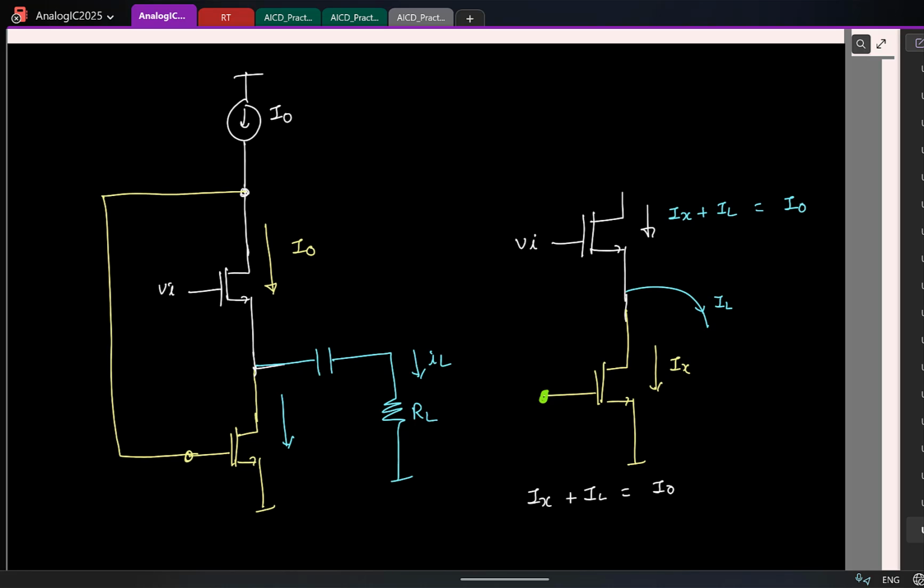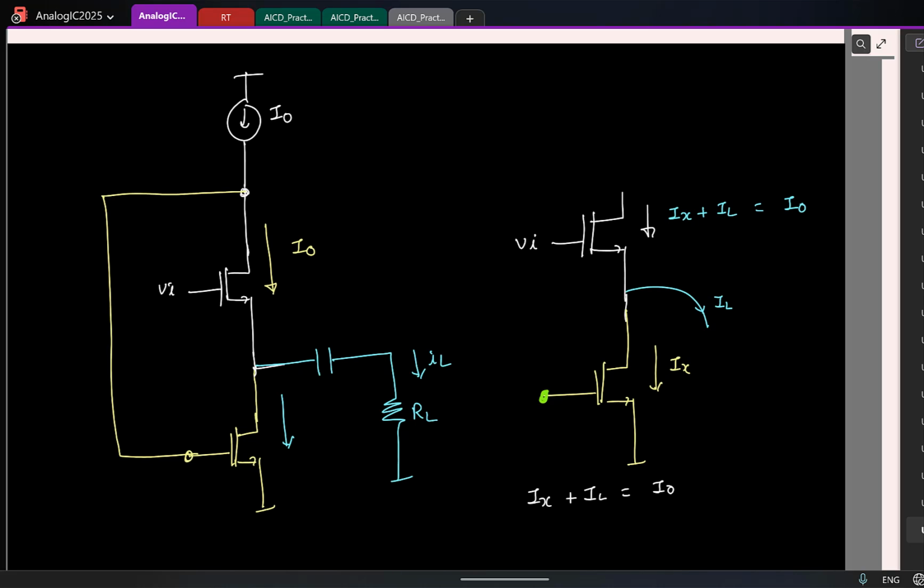So in words, what will you do? I mean, you know that I have to keep Ix plus IL at a constant I0, right? And to keep the current constant, what will you be changing? The gate voltage of this transistor. So what might be the approach you take now? Now I have Ix plus IL. I want to make it equal to I0. What will be the first step? In English you tell me, right?